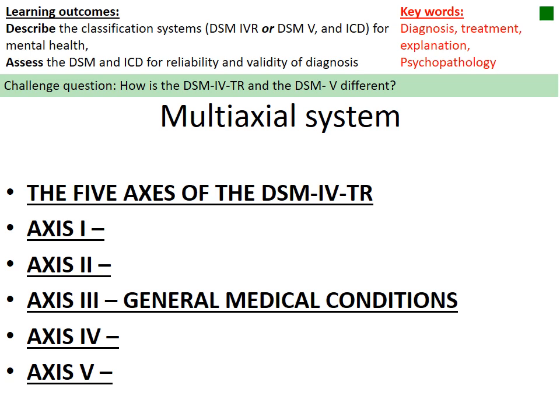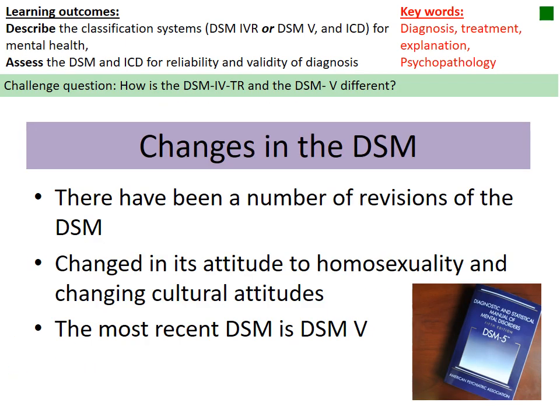Each of these is taken into account when forming the diagnosis, although often only one of them will be labelled as the principal diagnosis or as the main problem. As I mentioned before, the DSM is regularly revised and changed, and there have been a number of revisions on the DSM. The most recent one is the DSM-5, which changed its attitude on homosexuality and cultural attitudes.